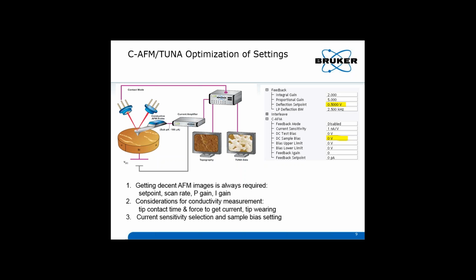The trick is that you need to always start from a small sample bias, depending on the sample properties. For example, if you use dielectric materials, you always need to start with low sensitivity. And for high current, for highly conductive samples, you can start from a high sensitivity.